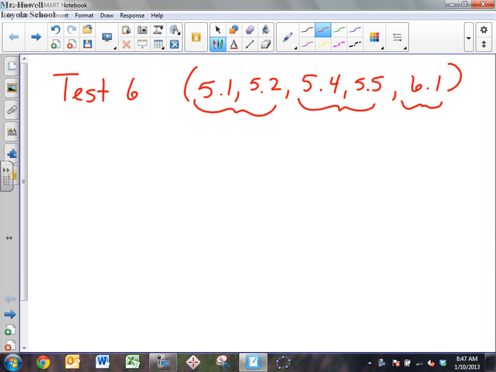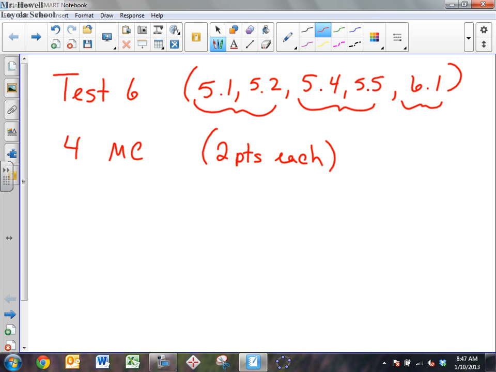Okay? To give you an idea as far as the format goes, you're going to have 4 multiple choice questions to start for 2 points each. Those are going to be a mix of all the sections. One of them is rational functions, 2 of them are exponents, and the third one is rational functions.